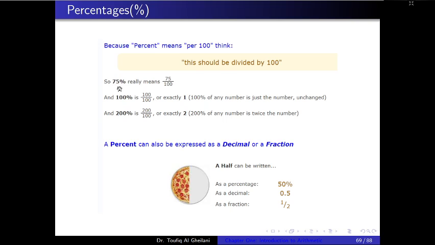So 75 percent really means 75 over 100, and 100% means 100 over 100, which is exactly 1. And 200% means 200 over 100, which is exactly 2. A percent can also be expressed as a decimal or a fraction. So this is a pizza, a half can be written as a percentage 50%, or as a decimal 0.5, or as a fraction 1 over 2.